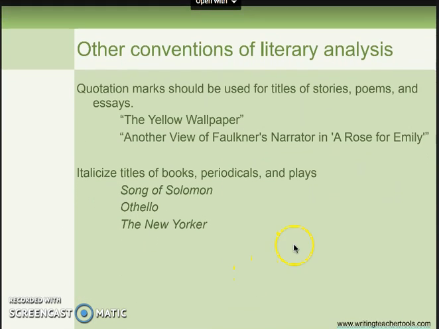Okay, whenever we have the titles of any story or poem or essay, titles of those types of documents are always with quotation marks. And then anything that is a longer length work, so books, periodicals, plays, are always indicated with italics. So the thing I like to tell people is big things get italics. Little things that live inside big things get quote marks.